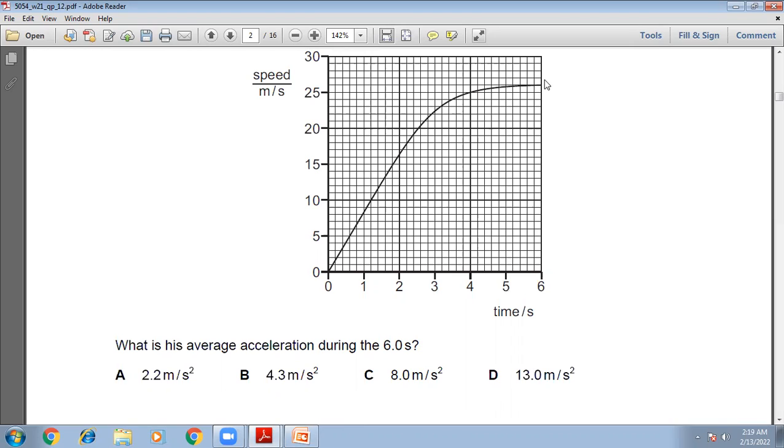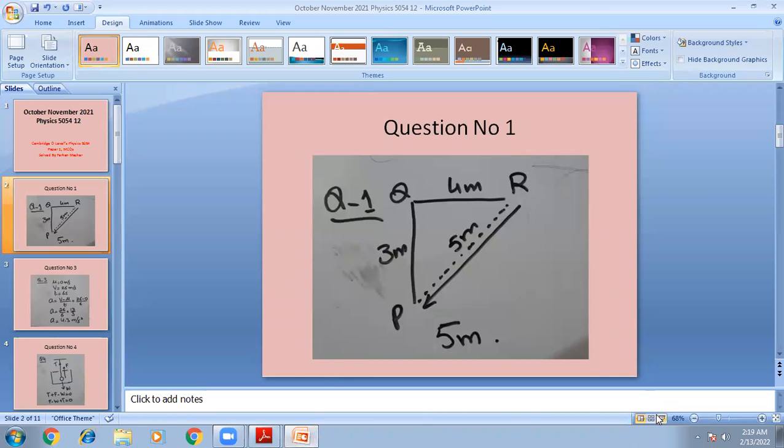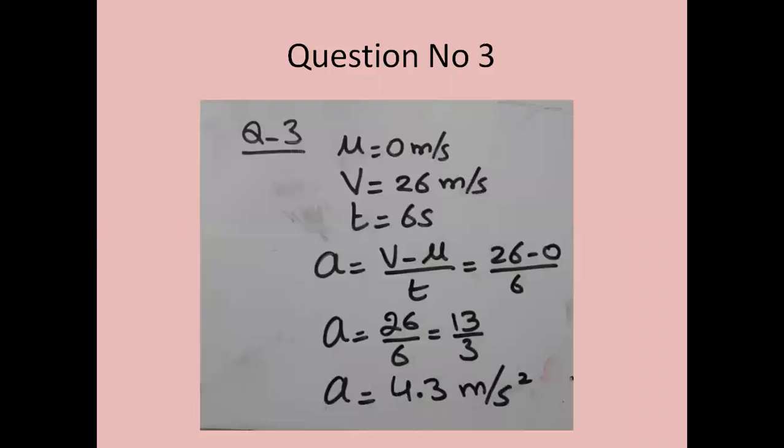So the initial speed is 0. The final speed is 26. The time taken is 6. So I can calculate the acceleration. The formula is very simple. You remember, change in velocity divided by time. So here on your screen, you can see initial velocity is 0 meters per second. The final velocity is 26 meters per second. The time taken is 6 seconds. So the acceleration will be final velocity minus initial velocity divided by time. 26 minus 0 divided by 6. So 26 by 6 equals 13 by 3, and that is 4.3 meters per second squared.